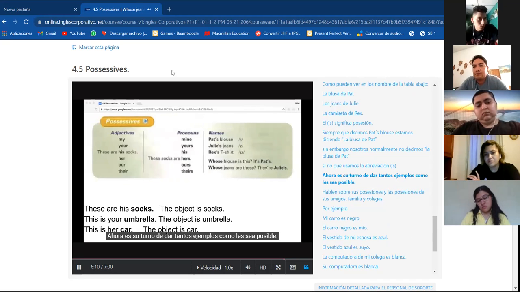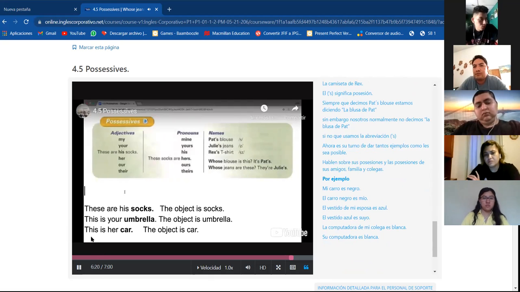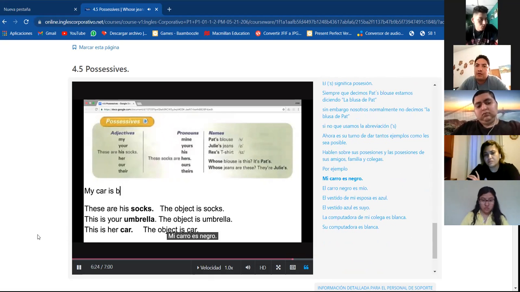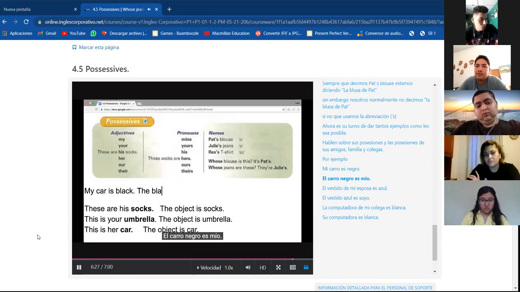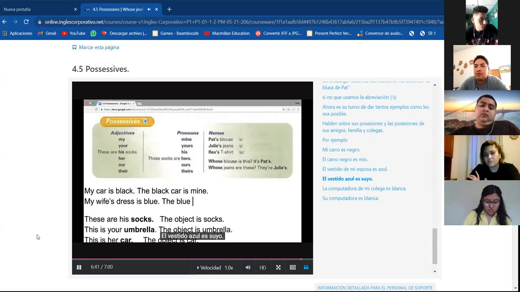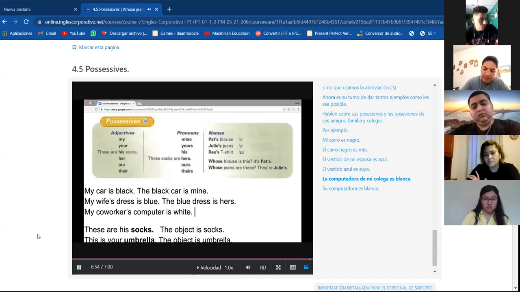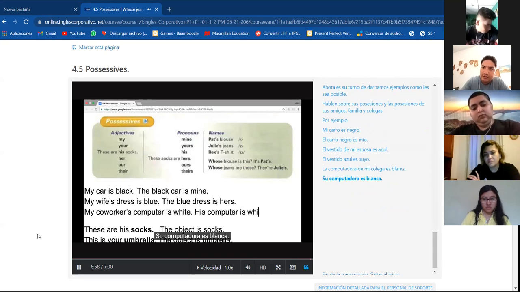Now it's your turn to give as many examples as possible. Talk about your possessions and the possessions of your friends, relatives, and coworkers. For example, my car is black. The black car is mine. My wife's dress is blue. The blue dress is hers. My coworker's computer is white. His computer is white.